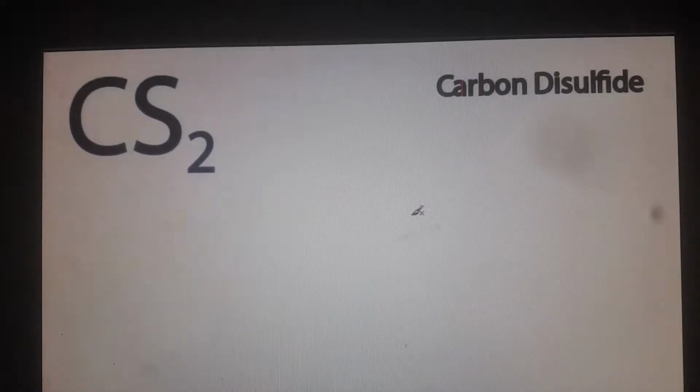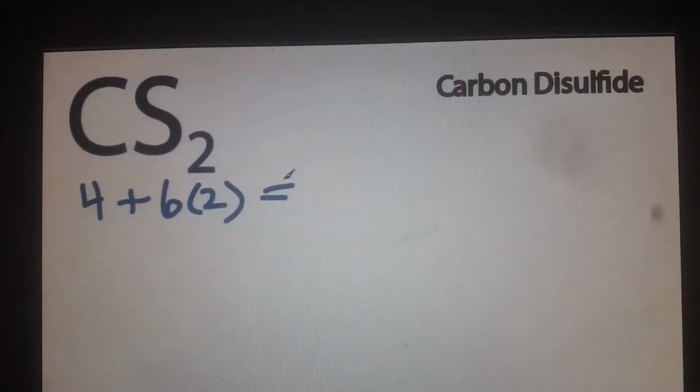Let's do the Lewis structure for CS2. On the periodic table, carbon's in group 4, sometimes called 14, so it has 4 valence electrons. Sulfur in group 6, or 16, it has 6. We have 2 sulfurs, so let's multiply that times 2. 4 plus 12, 16 valence electrons.